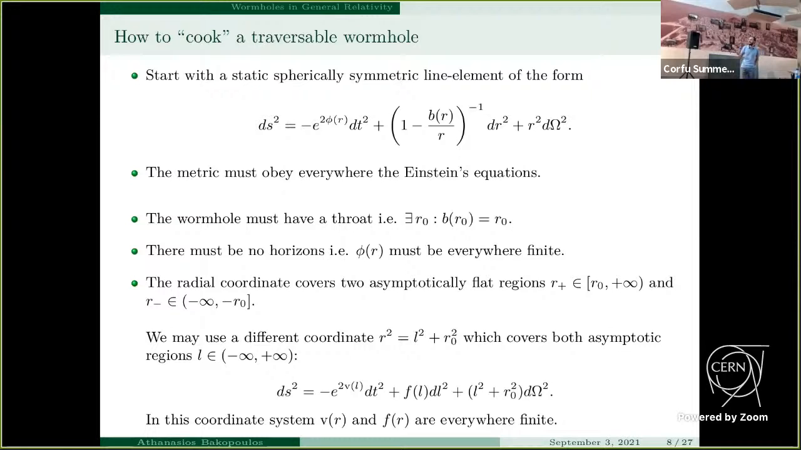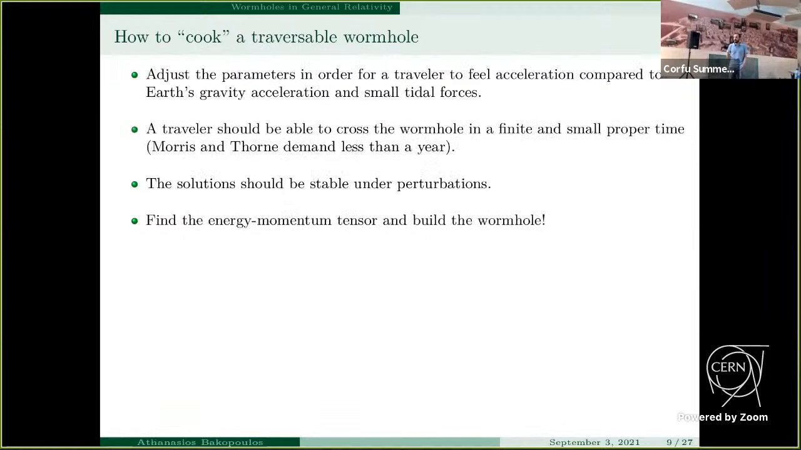In this system, the radial coordinate covers only half of the wormhole space-time. So in order to find the solution in both asymptotic regions, we use this transformation here. The metric has this form, and now the new metric functions are everywhere finite.